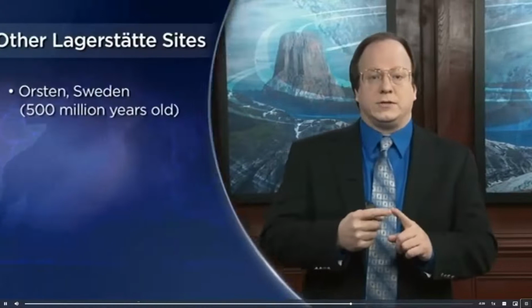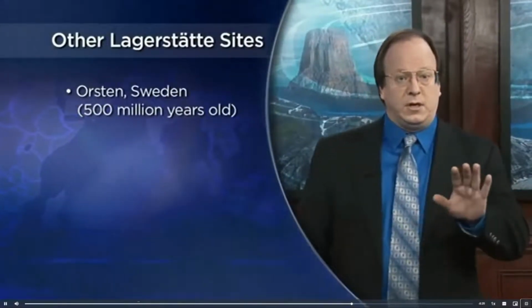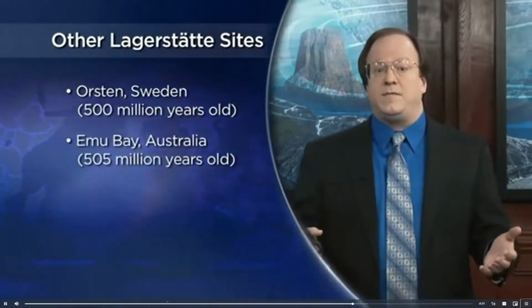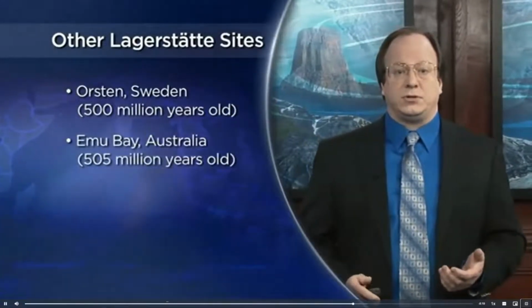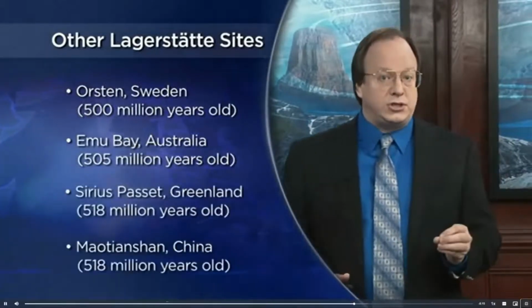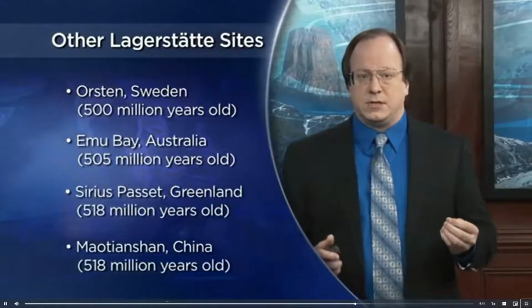Now, since the discovery of the Burgess Shale, there have been other discoveries around the world of Lagerstätten, sites of fossils of soft-bodied Cambrian organisms. There's the Orsten fossil beds in Sweden. They're 500 million years old. There's the Emu Bay fossils in South Australia, 505 million years, the same time as the Burgess Shale. Sirius Passet in Greenland and the Maotianshan shale beds of Yunnan, China, those are 518 million years, a little bit older.